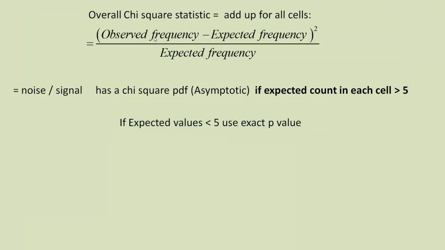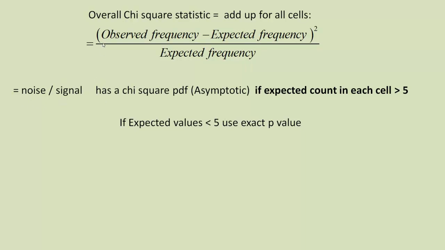So just to remind ourselves about what the chi-square statistic is, we add up for all our cells the observed frequency minus the expected frequency. We square this so we don't need to consider plus and minuses of the residuals, and divide by the expected frequency. And this is equivalent to a measure of noise over signal. Again, detailed explanation in the notes.